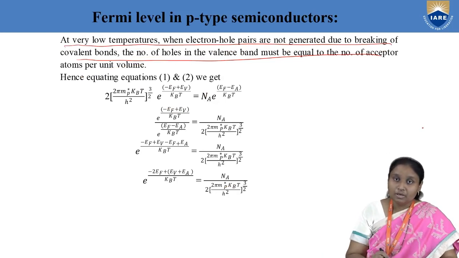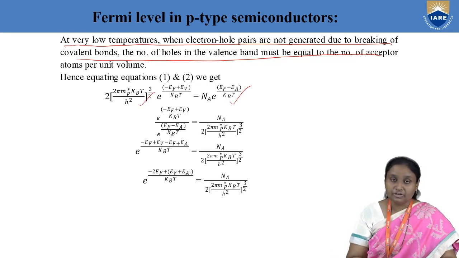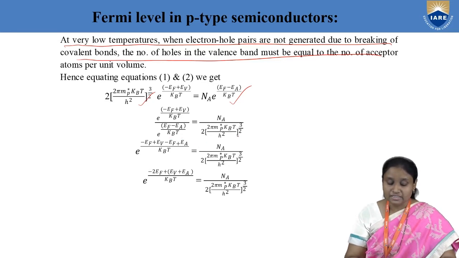Now what I am going to do is equate the expression for the density of holes in the valence band as well as the density of ionized acceptors. Now I'll take all exponential terms to the left hand side and all other constant terms to the right hand side. Now I'm trying to simplify all exponential terms. So if I simplify, I end up having minus 2EF.